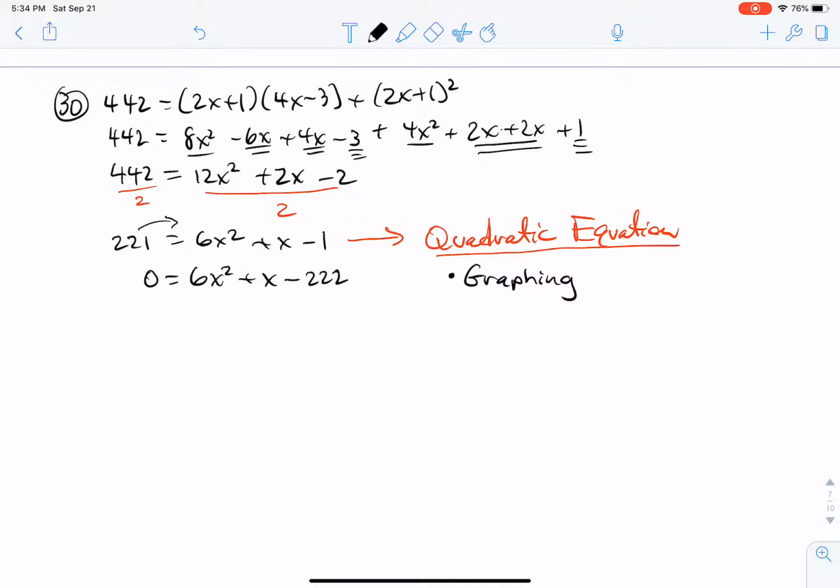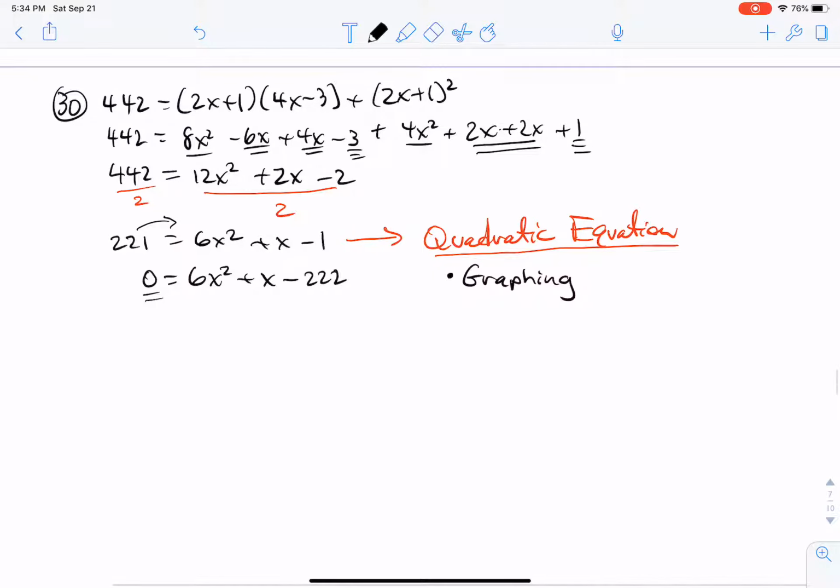On a graphing calculator, you can type in under y1, 6x squared plus x minus 222, and you're looking to see where that would cross the x-axis, where y would be equal to 0. That would be one way to do it. We also have the quadratic formula.